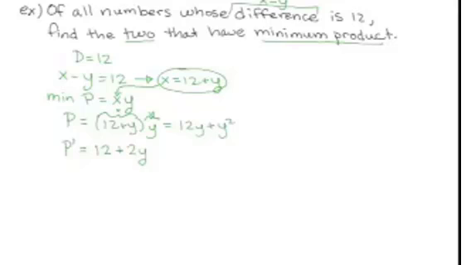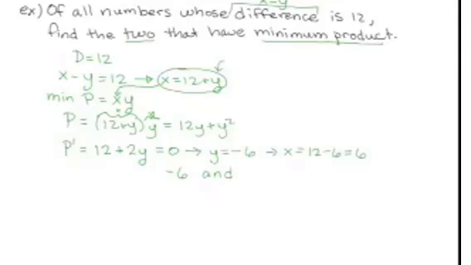Now let's find where this is either undefined or equal to 0, because that's how we find critical points. Because this is never going to be undefined, I'll just set it equal to 0 and then solve for Y. Solving for Y, we subtract 12 from both sides, divide by 2, and we get that Y is equal to negative 6. We know that X is equal to 12 plus Y, so X is equal to 12 plus negative 6, that's 12 minus 6, which is 6. So our two numbers are negative 6 and 6.